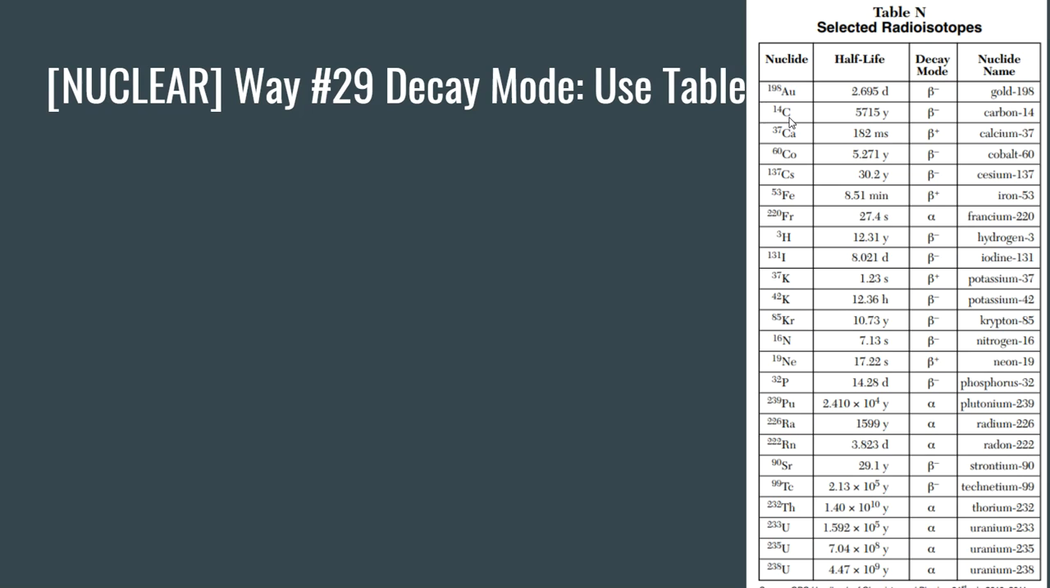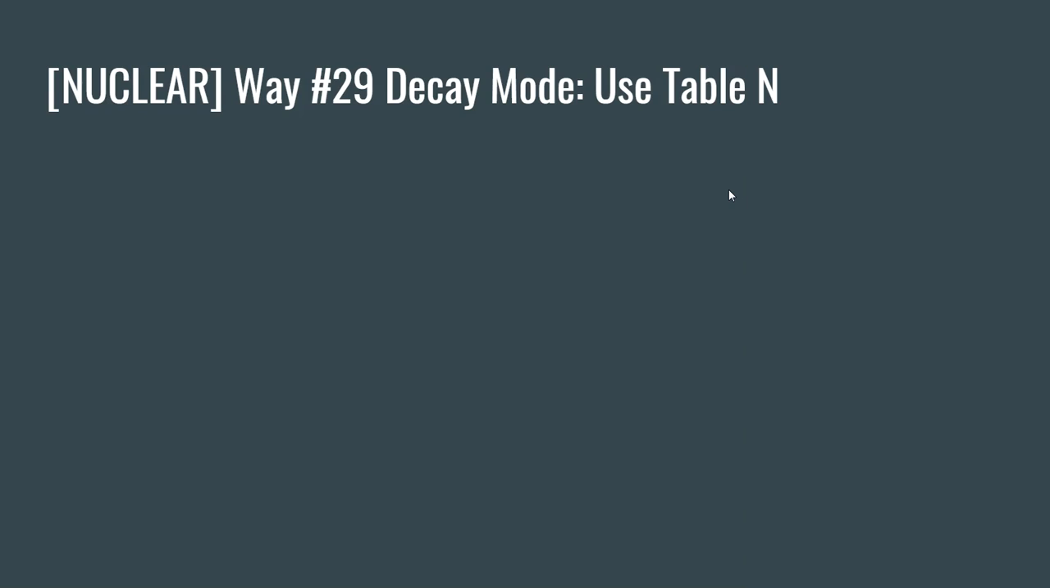So, for example, carbon-14 decays via beta minus decay, and its half-life, the amount of time it takes for half of these isotopes to transform into a more stable isotope, is indicated by this column here. A lot of these problems will feature use of Table N in identifying decay modes or how long the half-life takes. Let's try some problems.